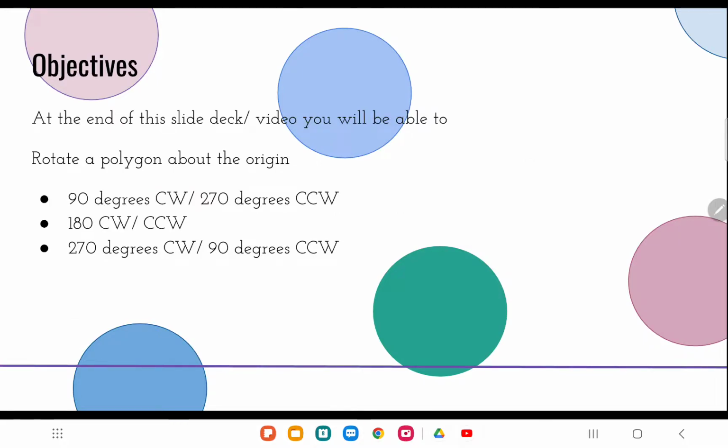By the end of this slide deck and video, you will be able to rotate a polygon about the origin 90 degrees clockwise, which is the same as 270 degrees counterclockwise, 180 degrees clockwise or counterclockwise, or 270 degrees clockwise, also 90 degrees counterclockwise.